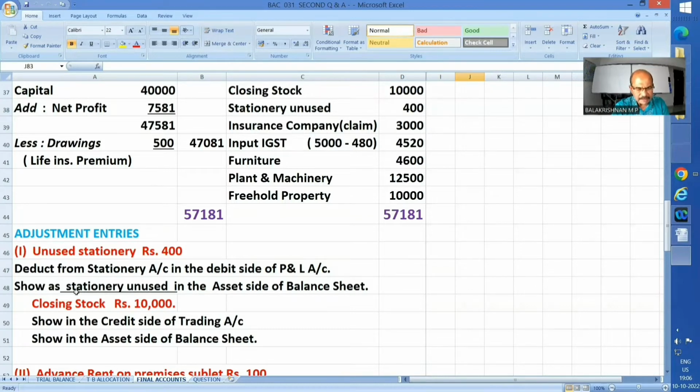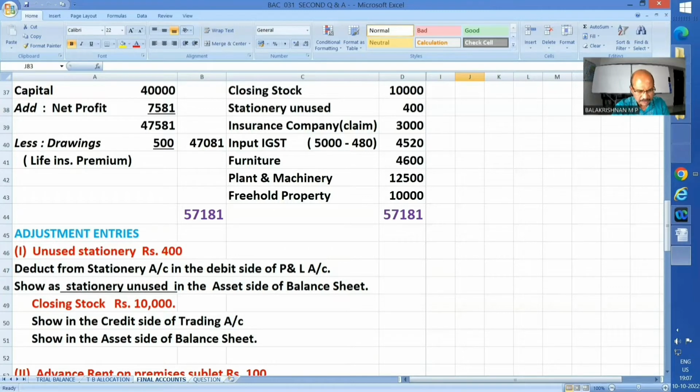And show unused stationery in the asset side of balance sheet. So double entry has been taken care of. Don't club it with the closing stock. Closing stock, how will you show? Show in the credit side of trading account and show in the asset side of balance sheet. Anyway, you have done sufficient sums.